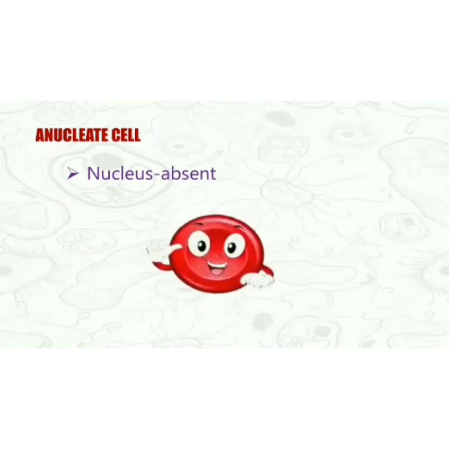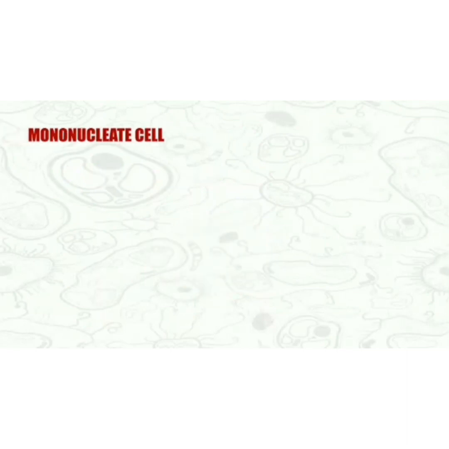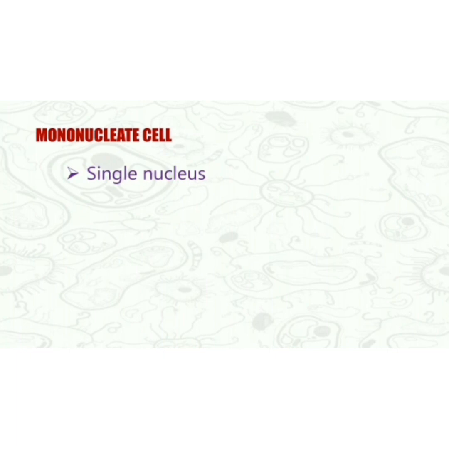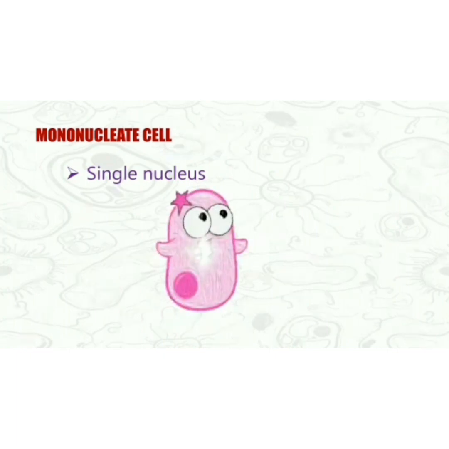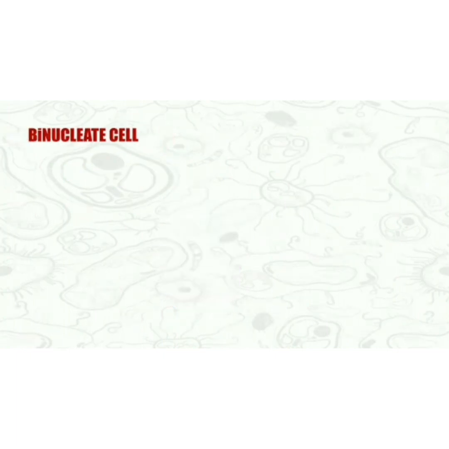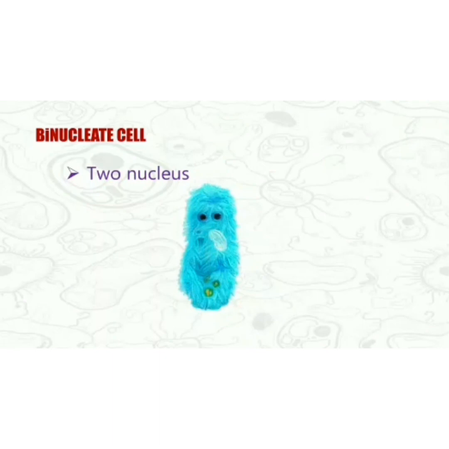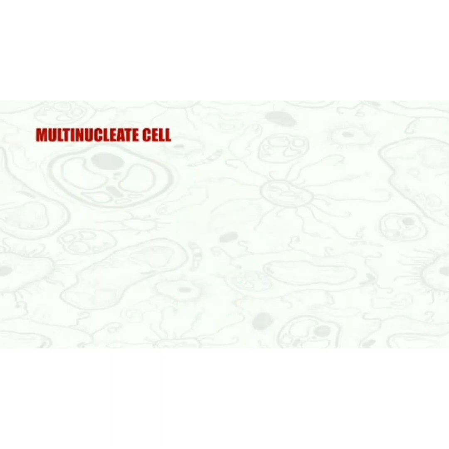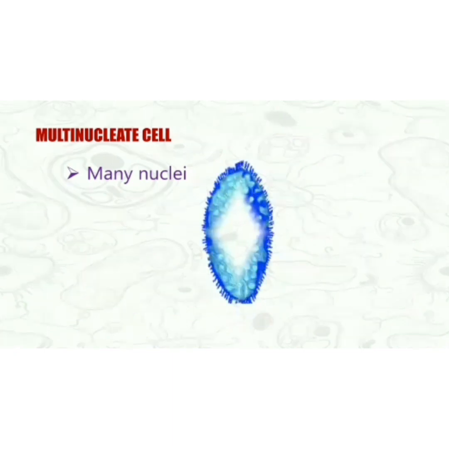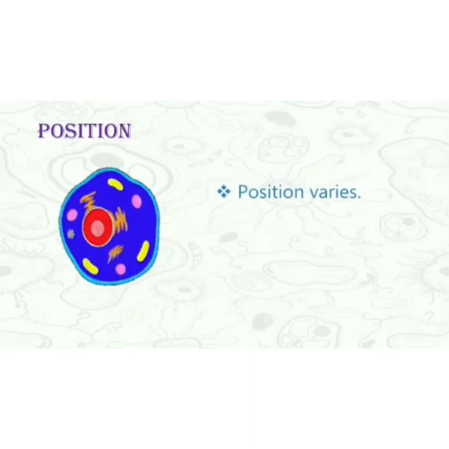Example, RBC of man. Mononucleate cell. In mononucleate cell, single nucleus is present. Example, amoeba. Binucleate cell. In binucleate cell, two nuclei are present. Example, paramecium. Multinucleate cell. It contains many nuclei. Example, opalina. Position. The position of nucleus in a cell varies.